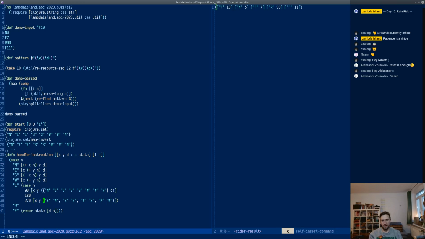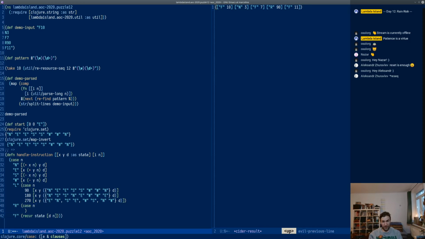X, Y, same thing here. And then 180 is just flipping directions, right? So north becomes south, south becomes north, east becomes west, west becomes east. This all makes sense, right? Like folks on the stream, please tell me if this does not seem like a reasonable thing.